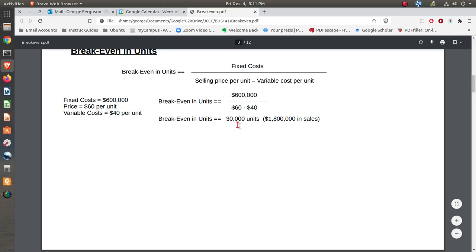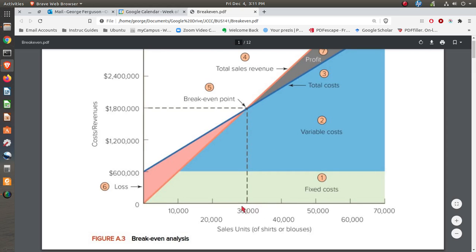If you take your 30,000 units, multiply that by your selling price, you're looking at 1.8 million in sales. If you look at the chart, if we produce 30,000 at that $60, we're making 1.8 million in sales. So if we make and sell 30,000 at $60, we're not going to lose anything, but we're not going to make anything either.